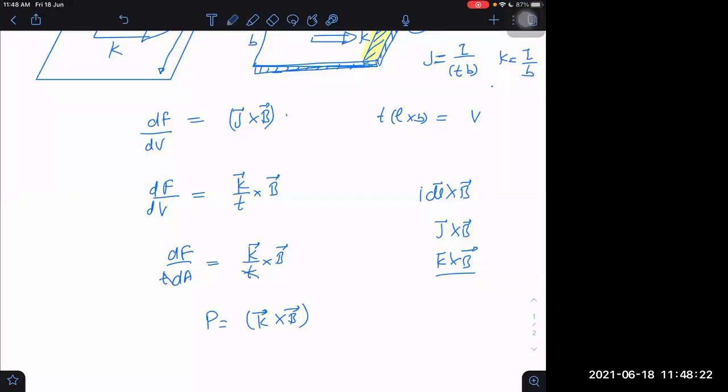Can you remember these? Yes, sir. Force, force density, force per unit volume, and this is pressure. Easy. Dimensionally also we can check which one will have which formula, and it is not difficult to remember because it is just cross B, cross B, cross B every time. One time I cross B, second time J cross B, third time K cross B.